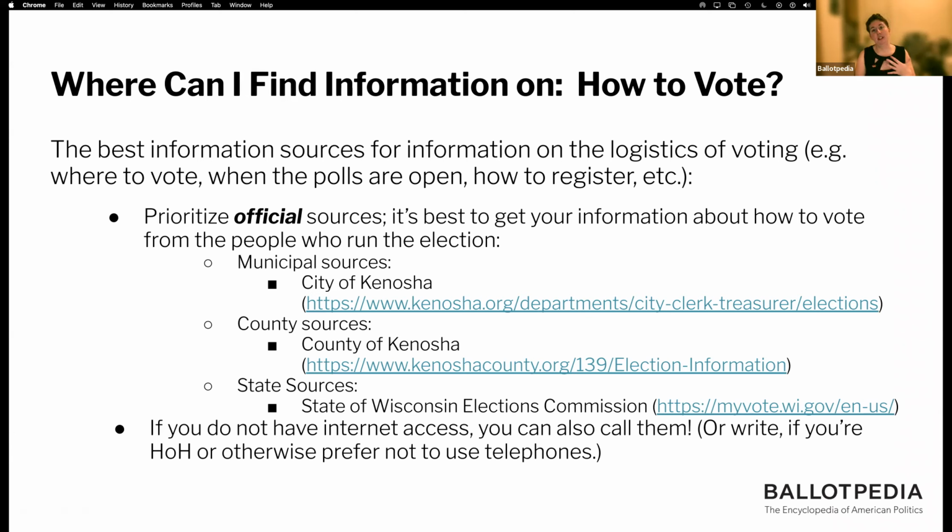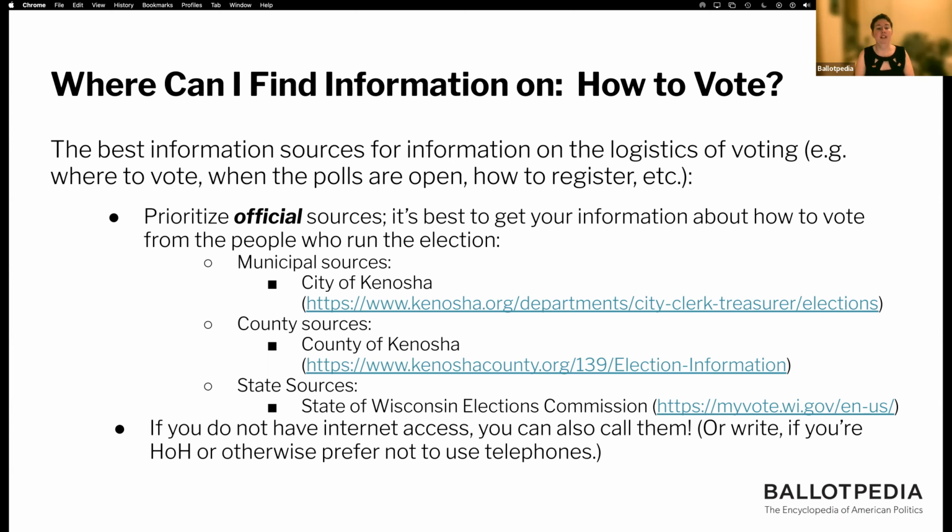So in terms of the logistics for things like how to vote, so how to register, what you need to bring with you to vote, when the polls are open, information on absentee and mail-in ballots and all of that, you always want to prioritize official government sources. It's best to get your information about how to vote from the people who are running the election. At Ballotpedia, we get all of our information directly from state and federal elections agencies.